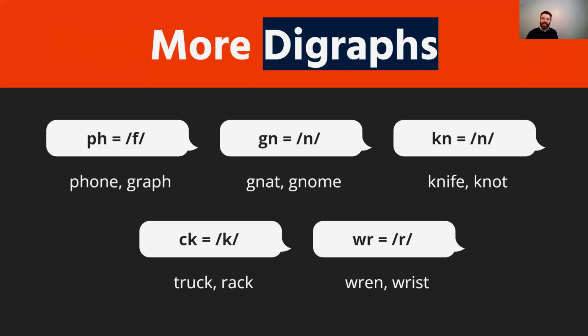We have a CK digraph in English, which is almost kind of like a double letter, two K sounds really, but they just make one sound together. And so we see it at the end of words like truck and rack. And then there is the WR digraph, which just makes the R sound. We see it at the beginning of some words like wren or wrist.